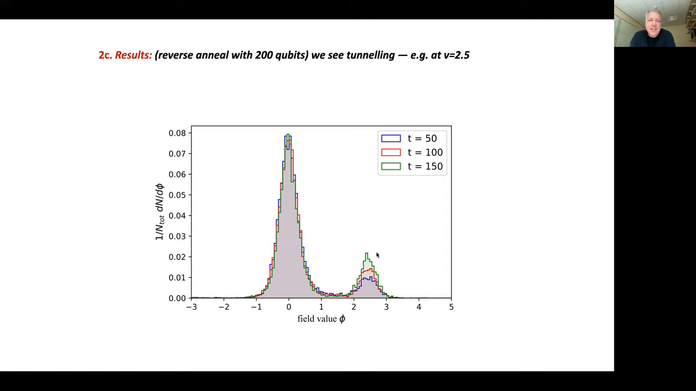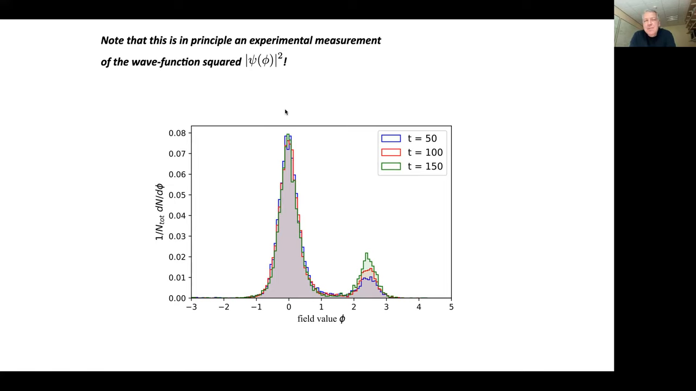And you see it does behave in the right way. As I let the time continue, it starts to build up. It starts to all end up in the true minimum. So it looks like genuine tunneling going on. And in principle, and I'll tell you what I mean by in principle, it's an experimental measurement of the wave function squared, if you're thinking of this as an entirely quantum thing.